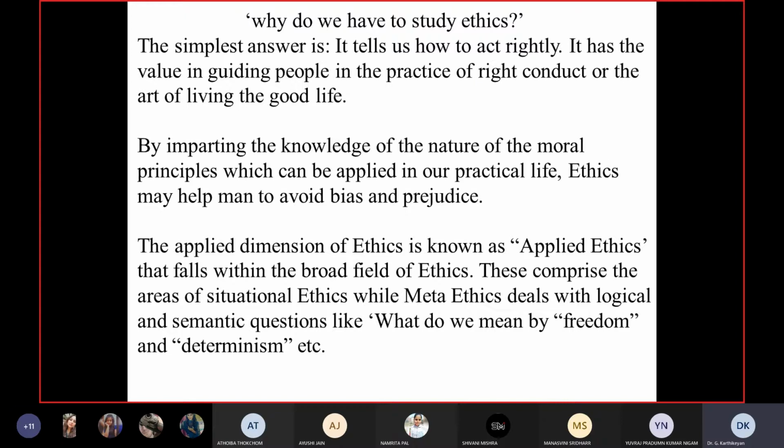It has the value in guiding people in the practice of right conduct or the art of living a good life, by imparting the knowledge of the nature of the moral principles which can be applied to our practical life. Ethics may help people to avoid bias and prejudice.